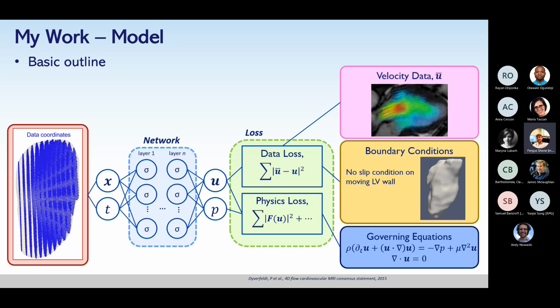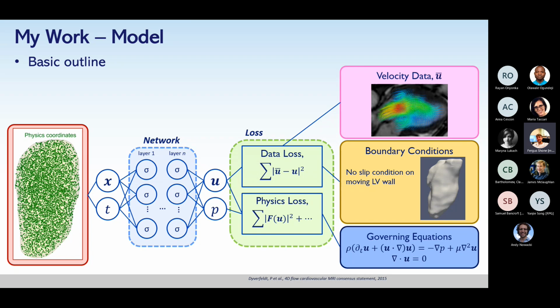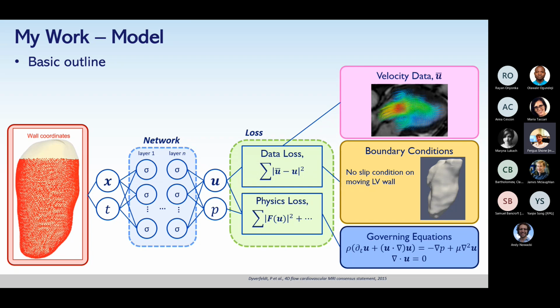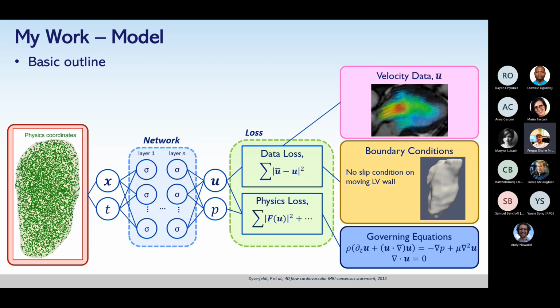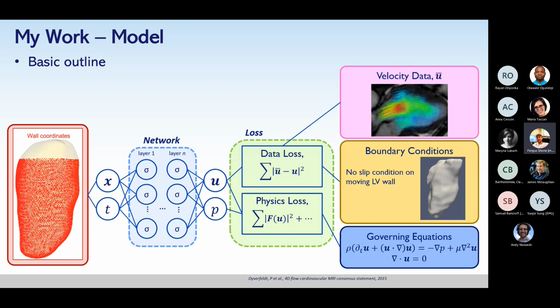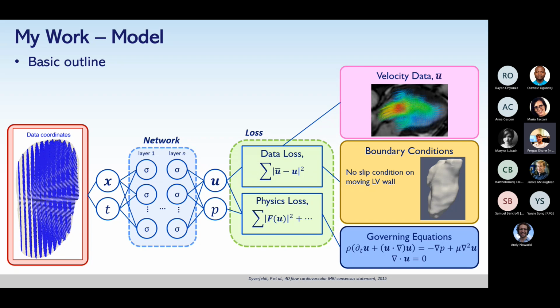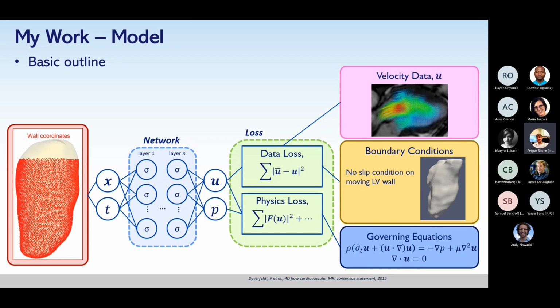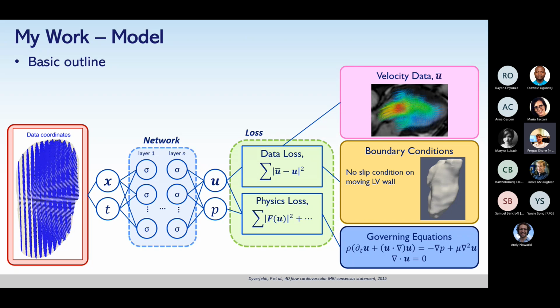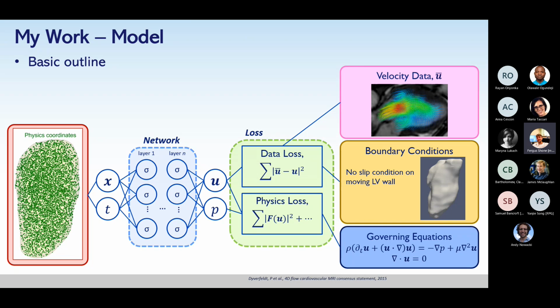And obviously the governing equations. The Navier-Stokes equations govern all fluid flow, so that applies to blood as well. And this little animation on the side just shows the distribution of our different points. Our data coordinates are structured on a regular grid throughout the domain, our wall coordinates are all attached to the wall, and then the physics is just scattered throughout the domain.